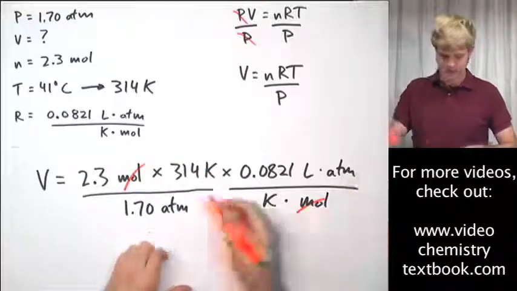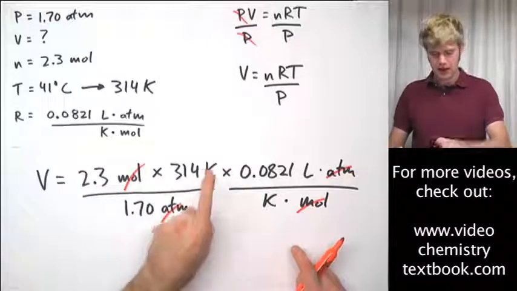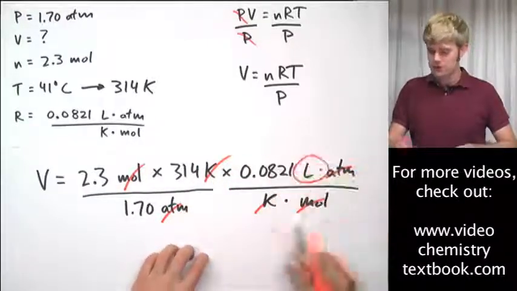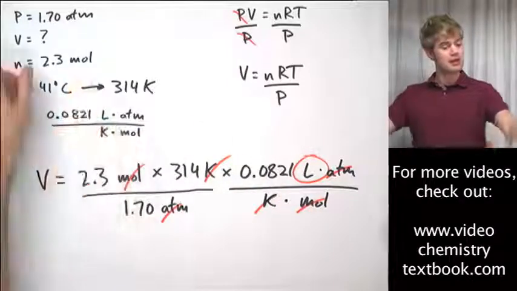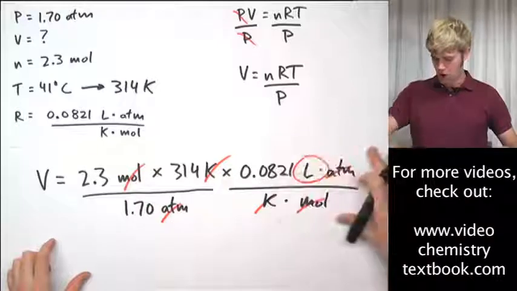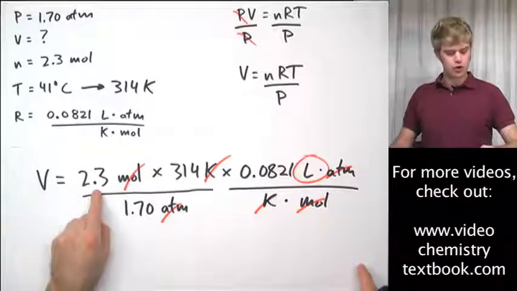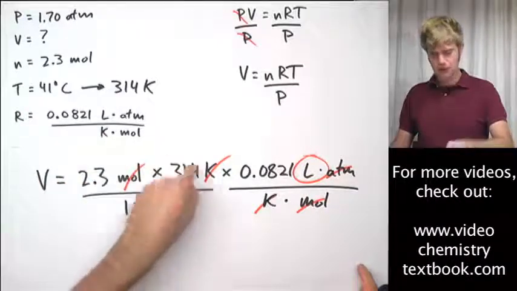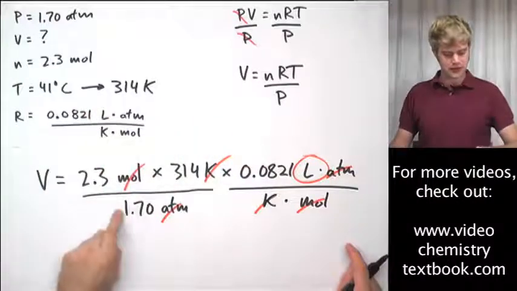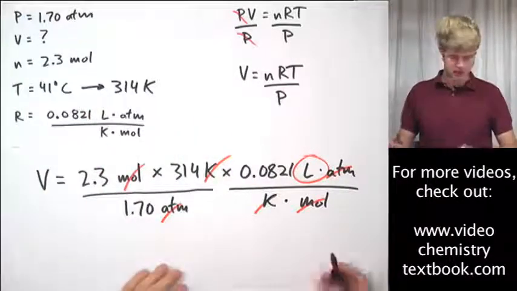ATM down here, ATM up there. Those cancel out. Kelvin up here, Kelvin down there. All right? Which means that I'm left with only liters, and that makes sense because I'm solving for volume. Okay? Now it's time to put all this math into my calculator. I'm going to do 2.3 times 314 times 0.0821, all of that divided by 1.70.